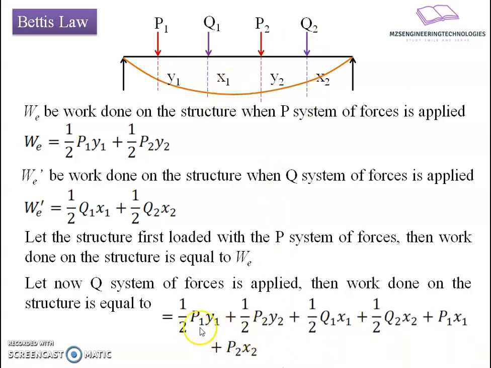Then the work done will be equal to 1/2 of P1 y1 plus 1/2 of P2 y2 plus 1/2 of Q1 x1 plus 1/2 of Q2 x2. This is the work done by the P set of forces, this is the work done by the Q set of forces, plus the additional work done due to additional distortion for the P force system. It will be P1 x1 plus P2 x2.